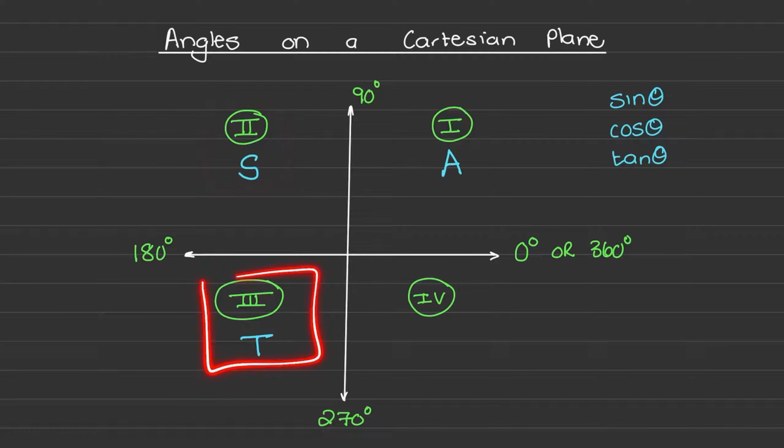In quadrant 3, only the tangent of theta will give us a positive result, and that means that sine and cosine theta would both give us negative values. And lastly, in the fourth quadrant, only cosine of theta would give us a positive value. That means that sine of theta and tan of theta would be negative between 270 and 360 degrees.